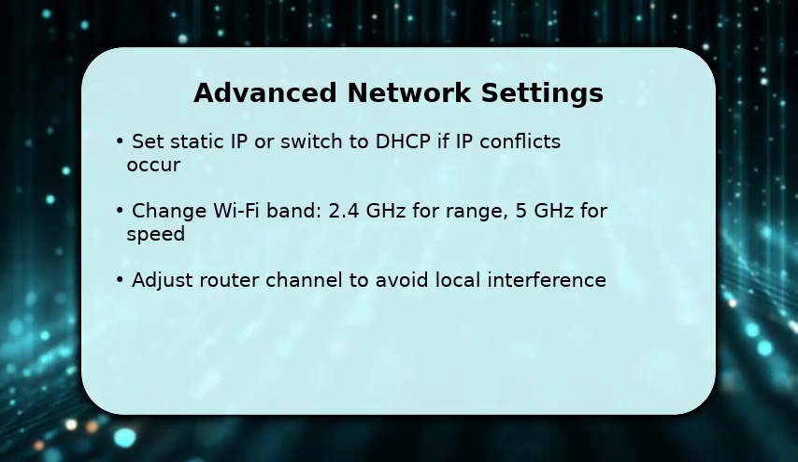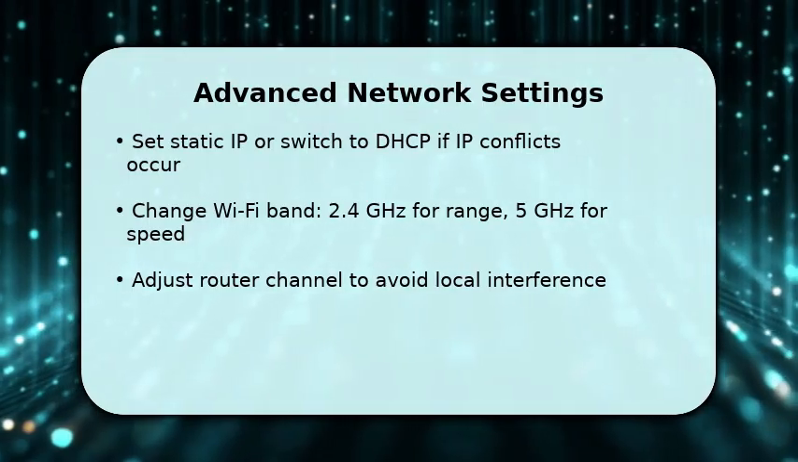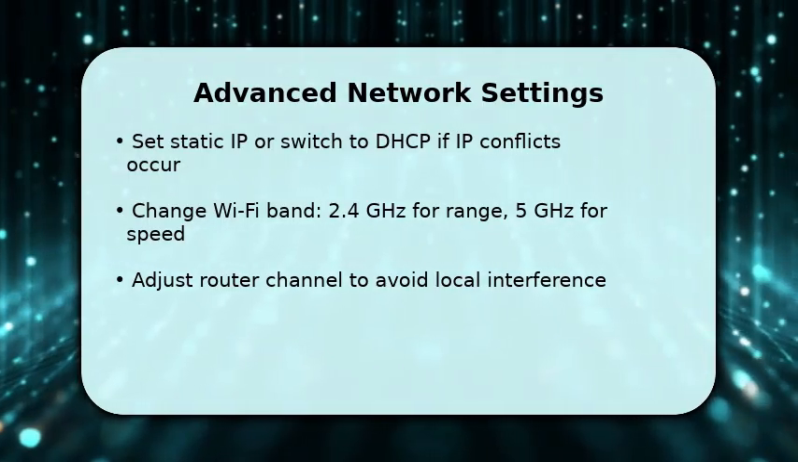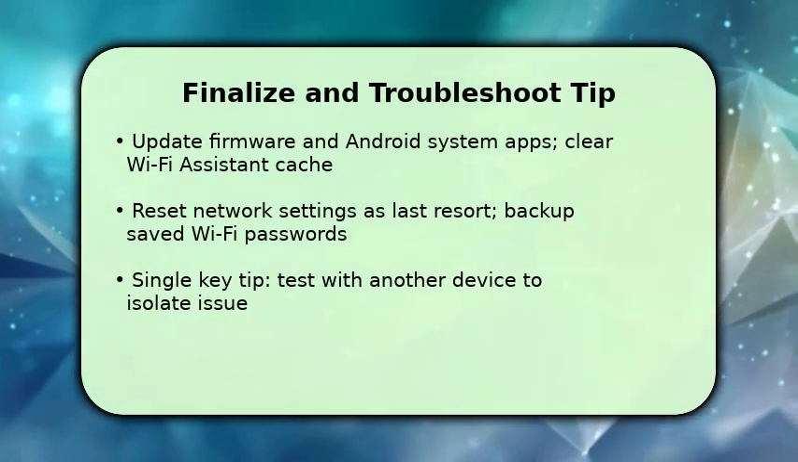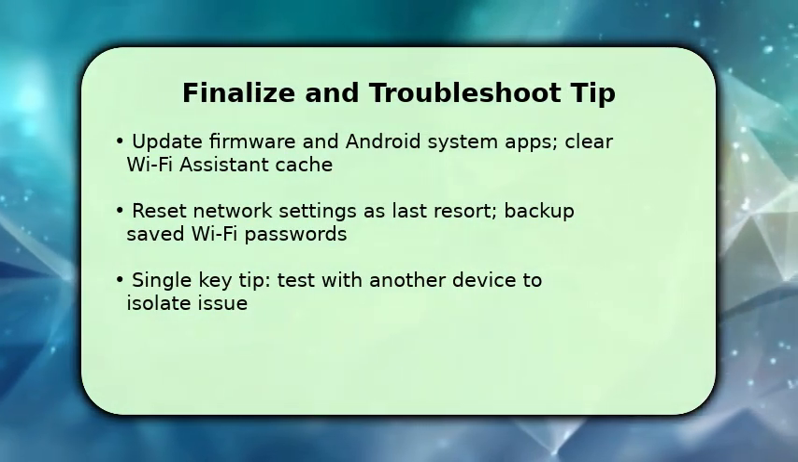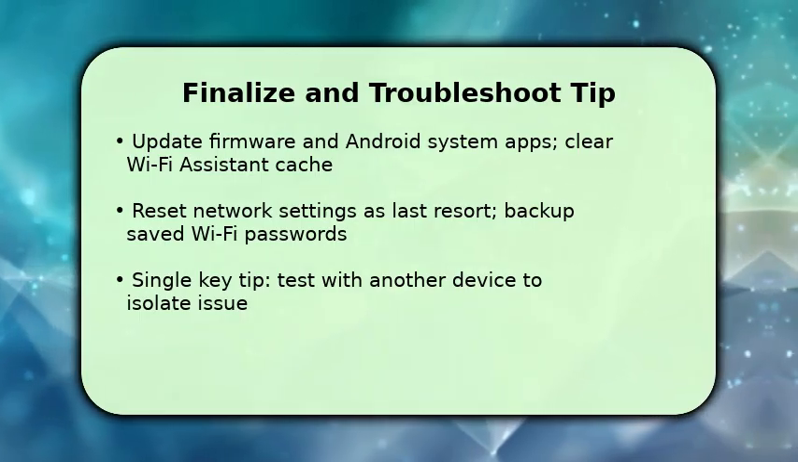Finally, access your router to change the channel or enable auto channel selection to reduce interference from neighbors and to finish by applying system and firmware updates because patches fix compatibility bugs, update carrier and system apps, and clear the Wi-Fi service cache to remove stale configs.